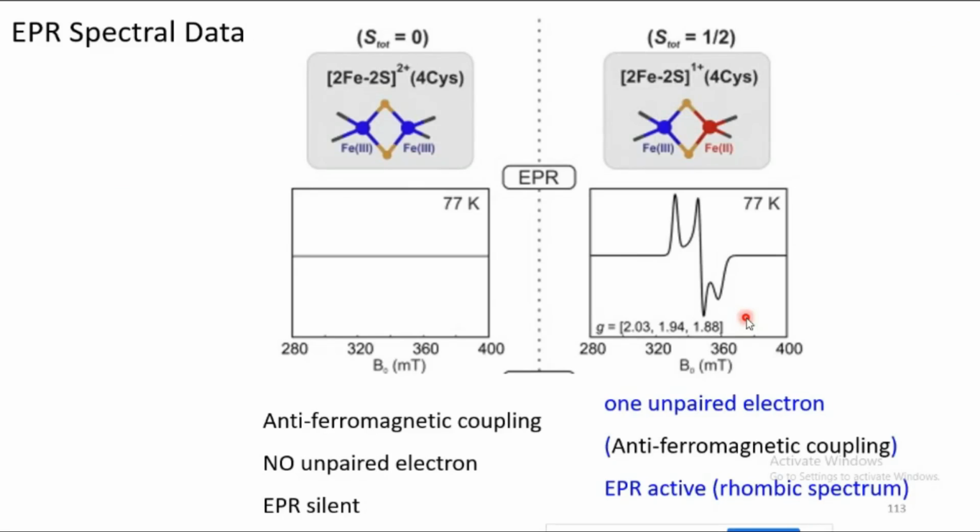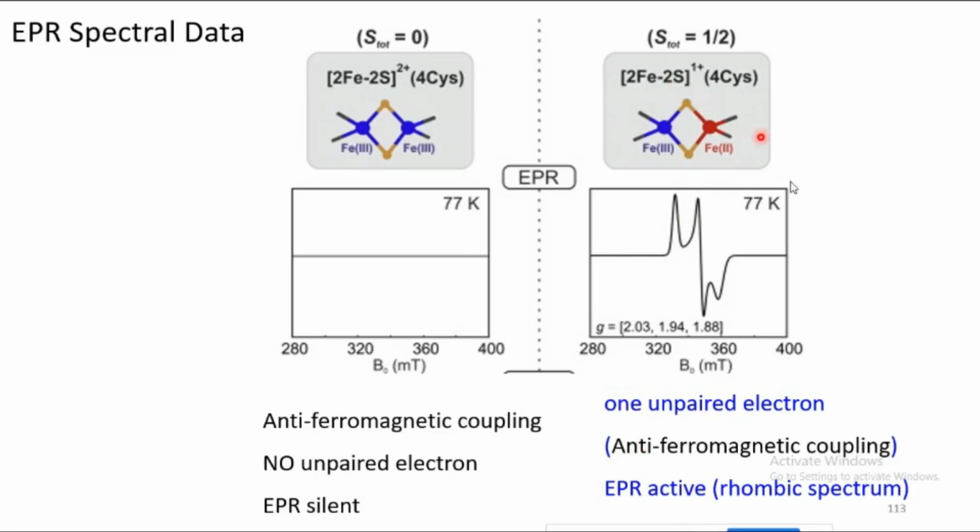Again, EPR will give you some information about the oxidation state of the metal. Due to the antiferromagnetic coupling, the oxidized form does not contain any total spin, so it will be silent in EPR. Whereas in the reduced form, one iron is in the +2 oxidation state and another iron is in the +3 oxidation state. Since it has an unpaired electron, that will definitely give EPR signals, which corresponds to only one unpaired electron. That is mainly because of the antiferromagnetic coupling.